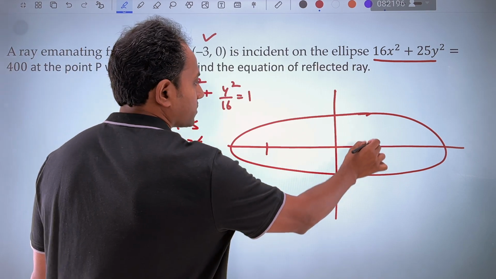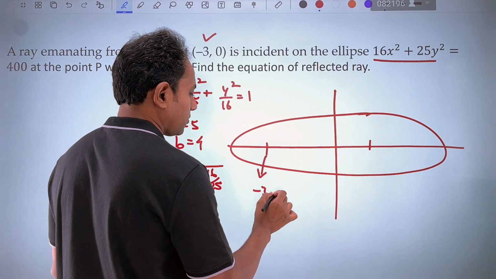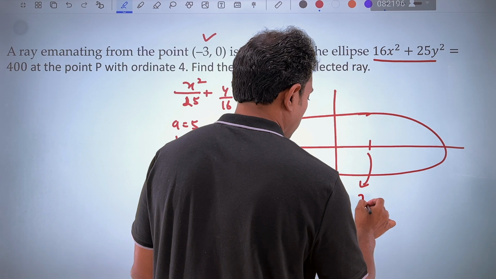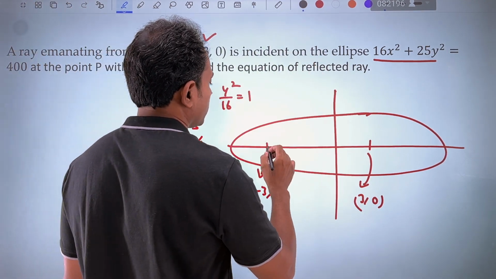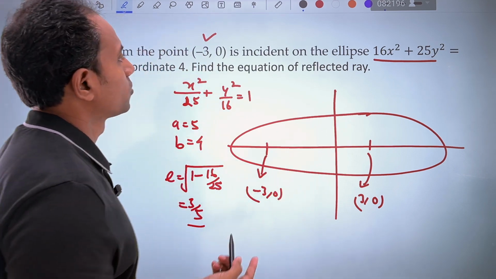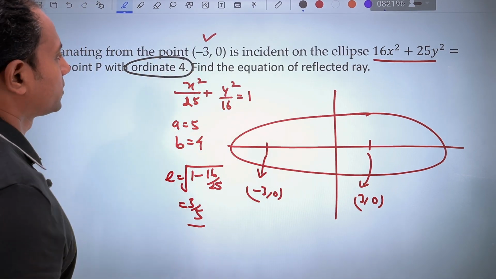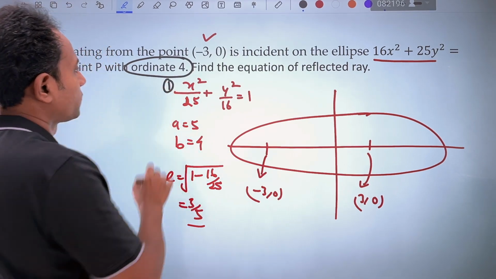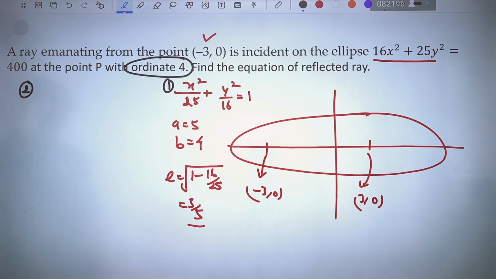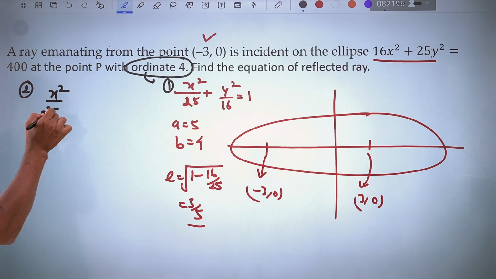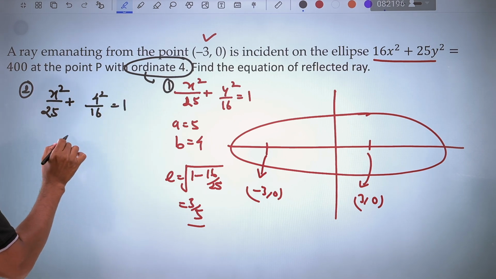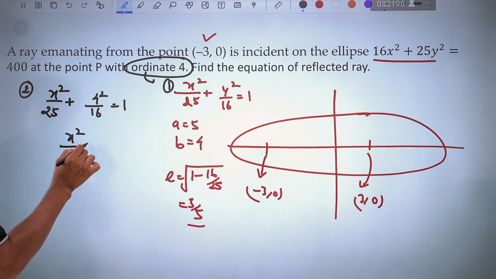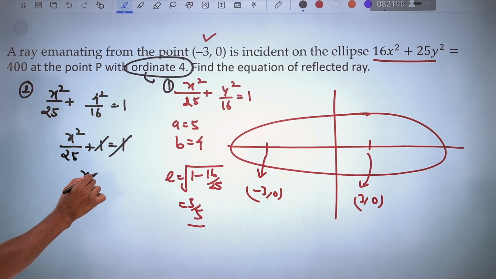So if I want to write the foci, this focus is going to be (minus 3, 0) and this focus is going to be (3, 0). Once you have done your basic calculation, what they are saying is a ray of light starts from here and strikes at a place whose y coordinate, see, ordinate would mean y coordinate, is given as 4. So the first part you have done. In order to find the x coordinate corresponding to this y coordinate, let us substitute this in the equation. So x square by 25 plus 4 square by 16 is equal to 1. What we are getting is 1 equal to 1, this will get cancelled out, and x becomes 0.